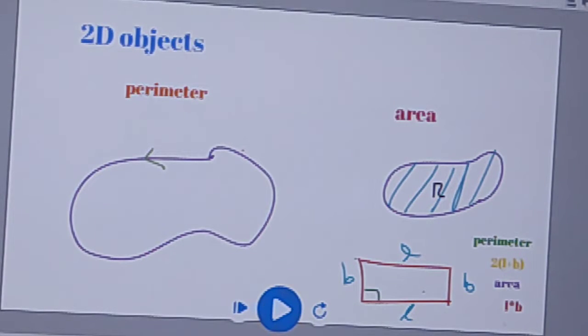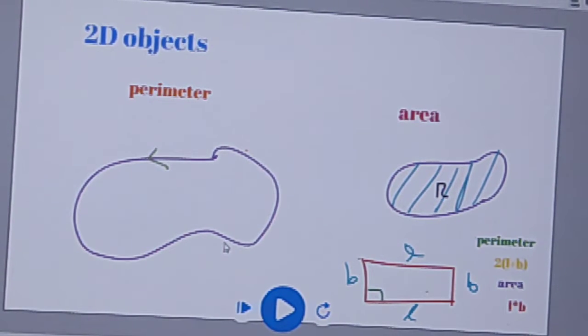Today's topic is perimeter and area of 2D objects. So see the 2D object, its perimeter. How to define perimeter and how to define area. Let us discuss. Okay, so this is the closed figure.